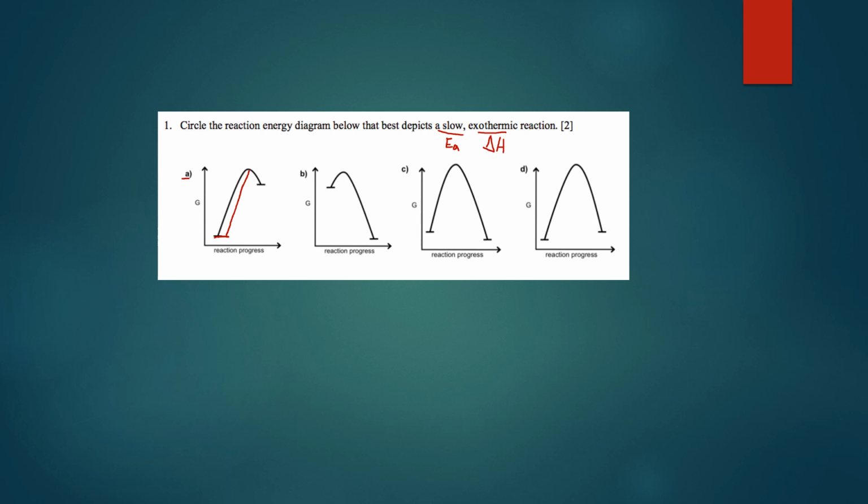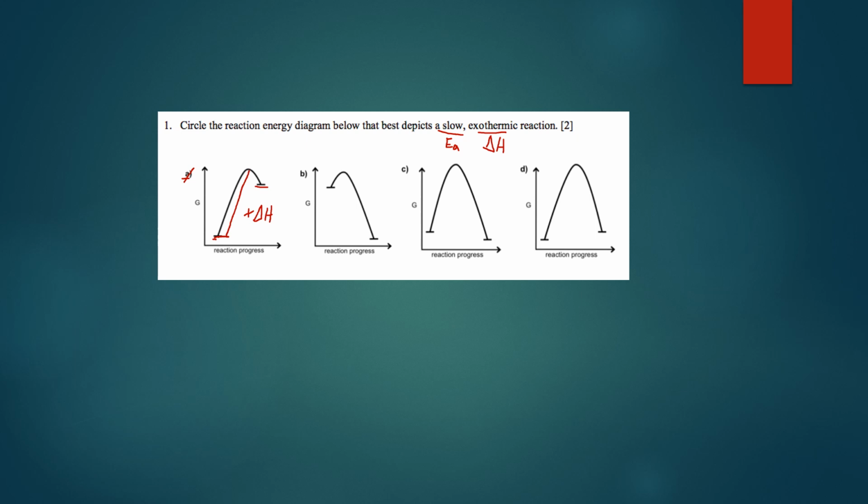Now let's see if it's exothermic or endothermic. In this case, we have our products higher in energy than our reactants. If our products are higher energy than our reactants, we're going to get a positive delta H. And positive delta H is endothermic. So I can safely say that A is not our answer because it is an endothermic reaction.